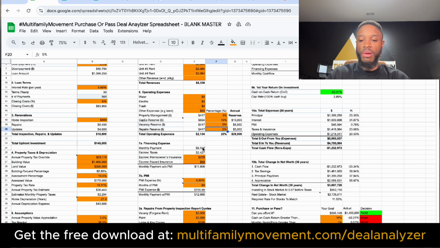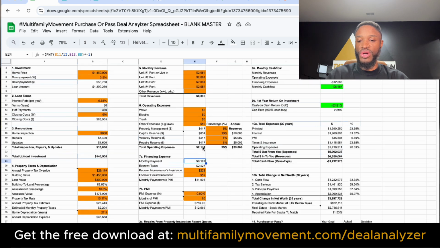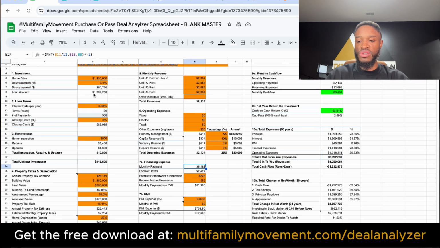So right now, our monthly payment for this mortgage of $1.399 million at 6.875% is $9,000 a month. So we're already taking an L, right? Because the total rental revenue at the average prices is only $8,336, right? Then we also have taxes. That's just the mortgage payment.